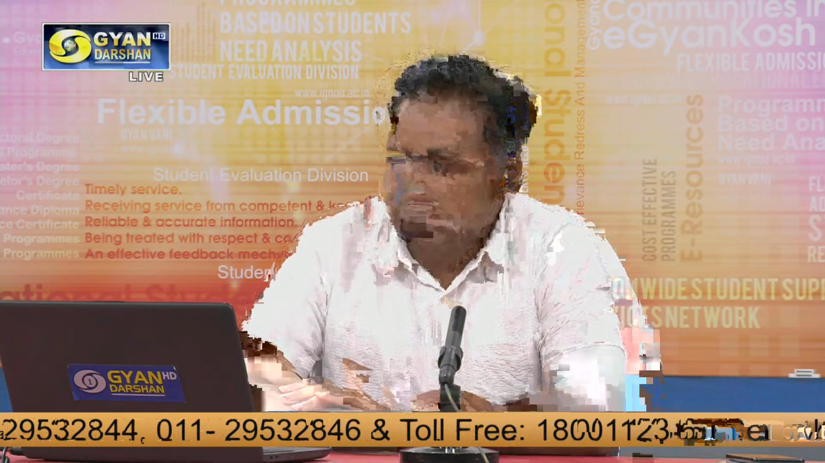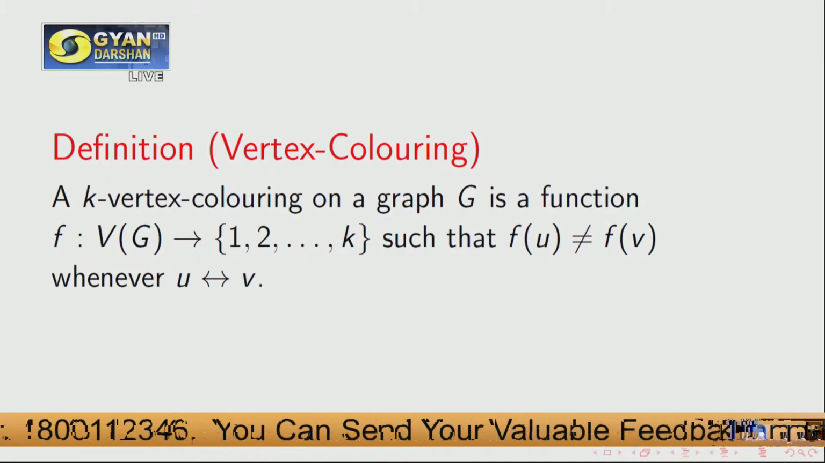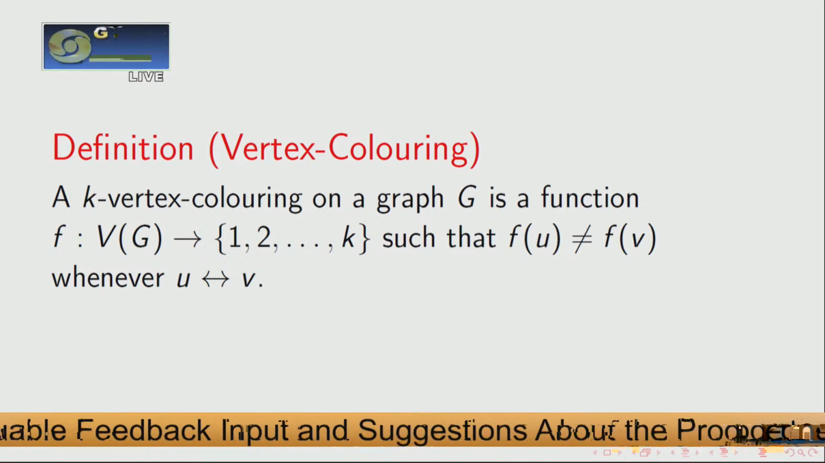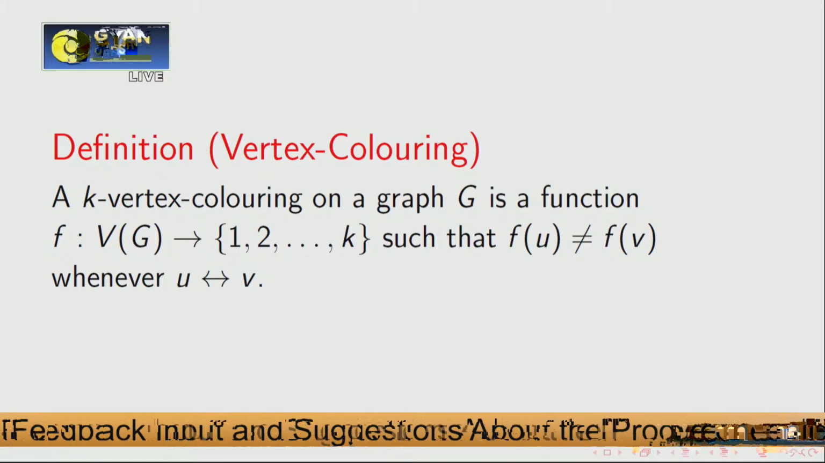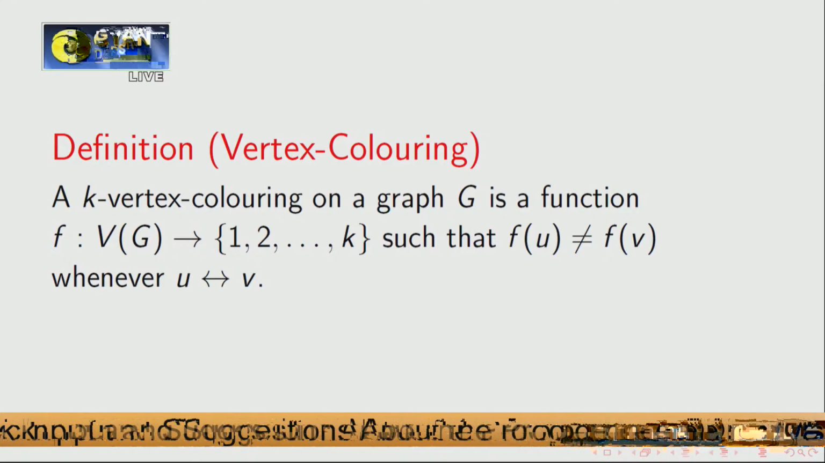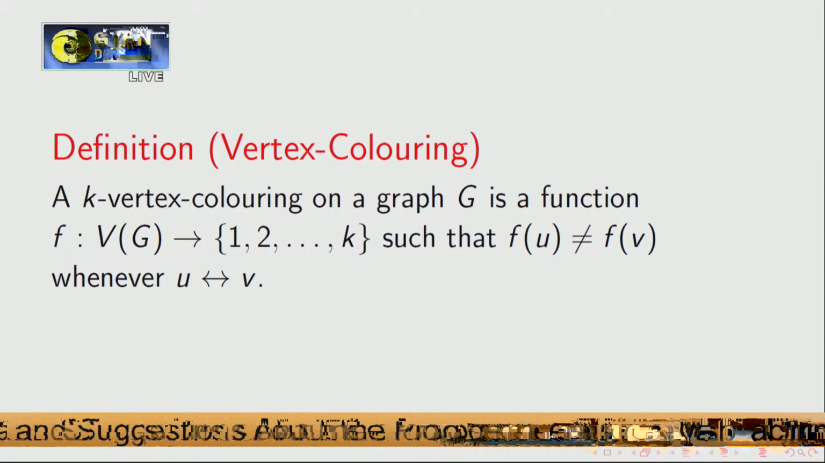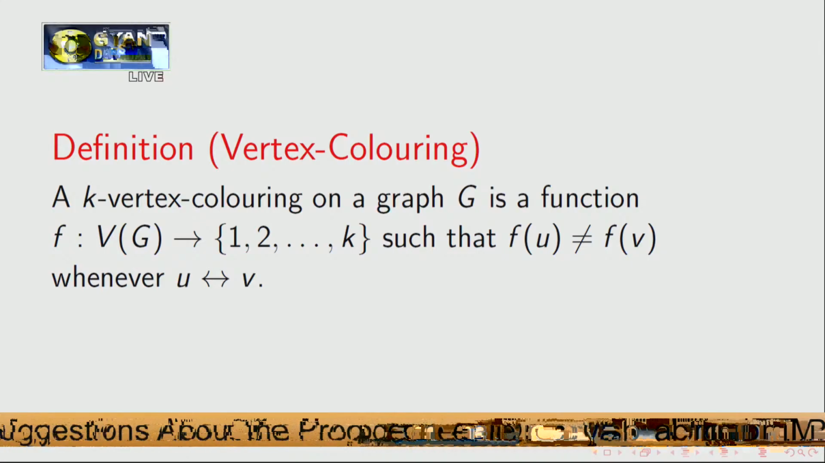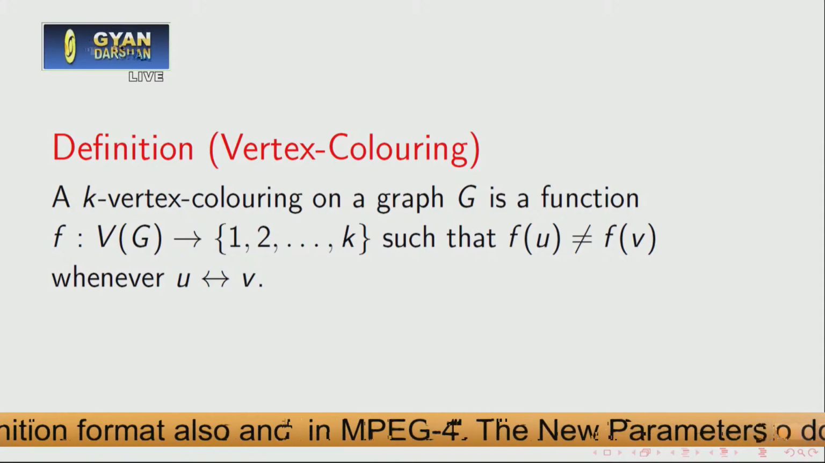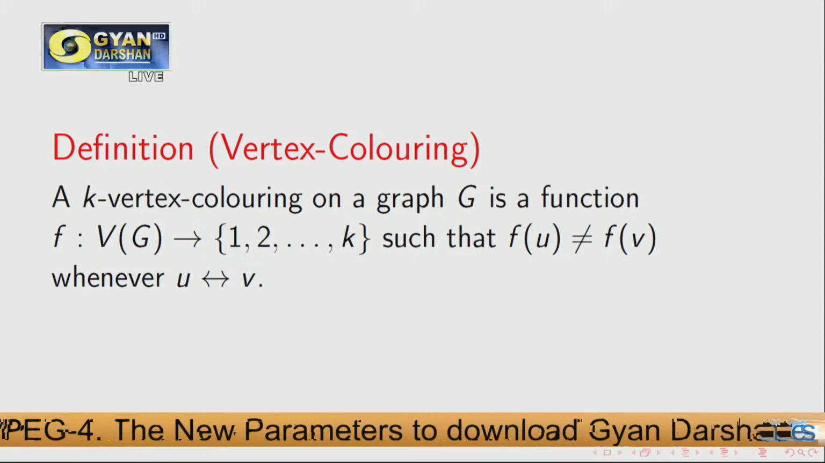The vertex coloring of a graph is defined as follows. A k vertex coloring on a graph G is a function f from its vertex set V(G) to the set of elements 1, 2, 3 up to k in such a way that f(u) and f(v) are distinct whenever u and v are adjacent. It means that whenever u and v are two vertices which are neighbors, adjacent to each other, they must always get distinct colors. The numbers 1, 2, 3 up to k are called colors.